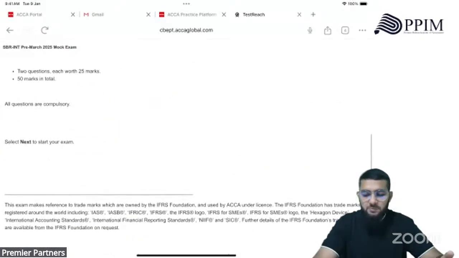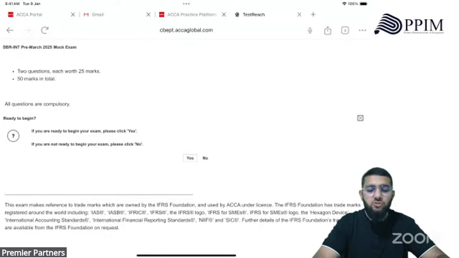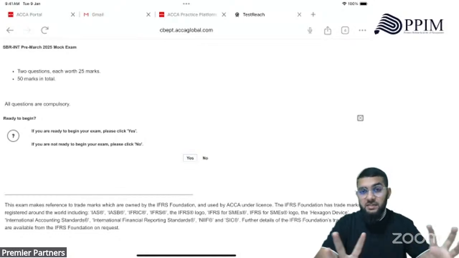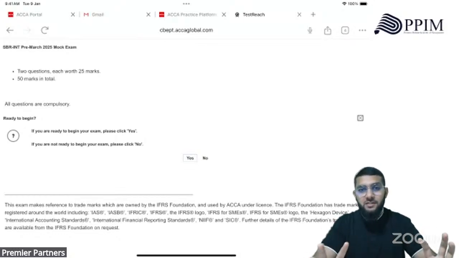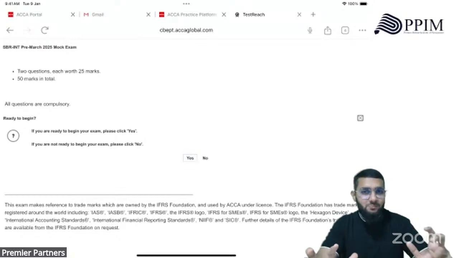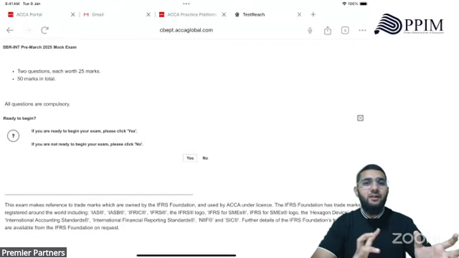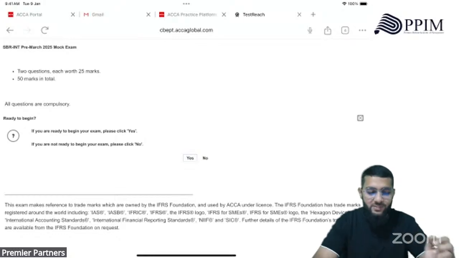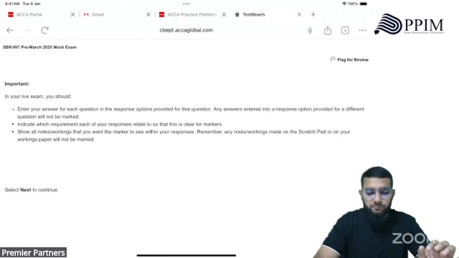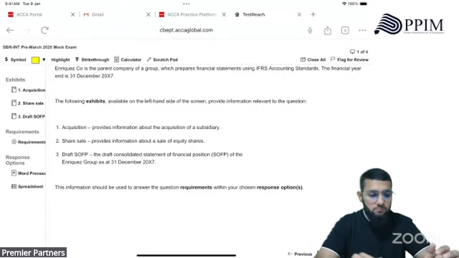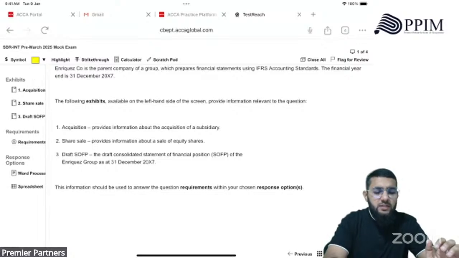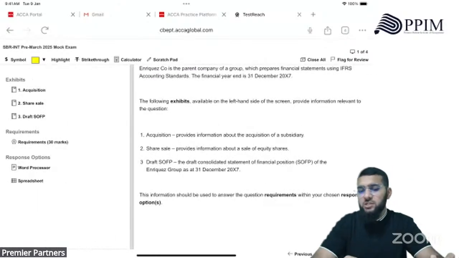So this is how your practice platform looks, very similar to your actual exam platform. Making yourself familiar with this entire practice platform will be handy when you go to the exam, so you're not surprised. Although there might be surprises, if you are familiar with the mock versions, you will not be surprised. All the exams, past papers, or any questions you attempt, you're supposed to attempt on the practice platform. As usual, SBR has two parts, section A and section B.